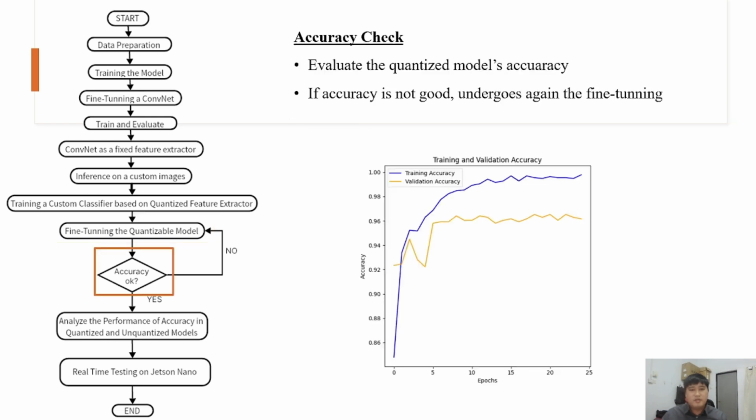This one is for the accuracy check. We need to evaluate the quantized model's accuracy, and if the accuracy is not good, then we'll need to undergo fine-tuning for the training again.